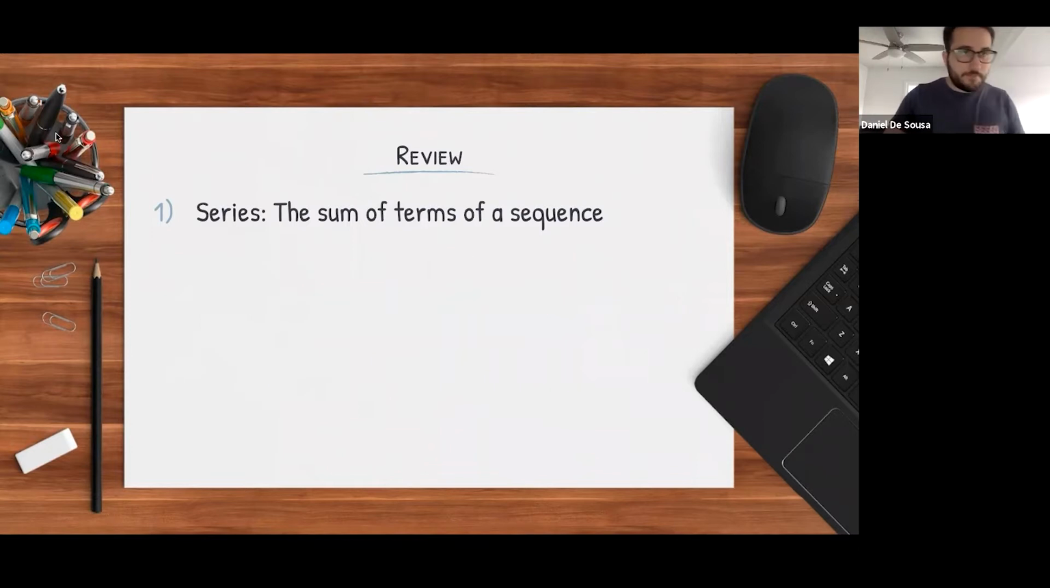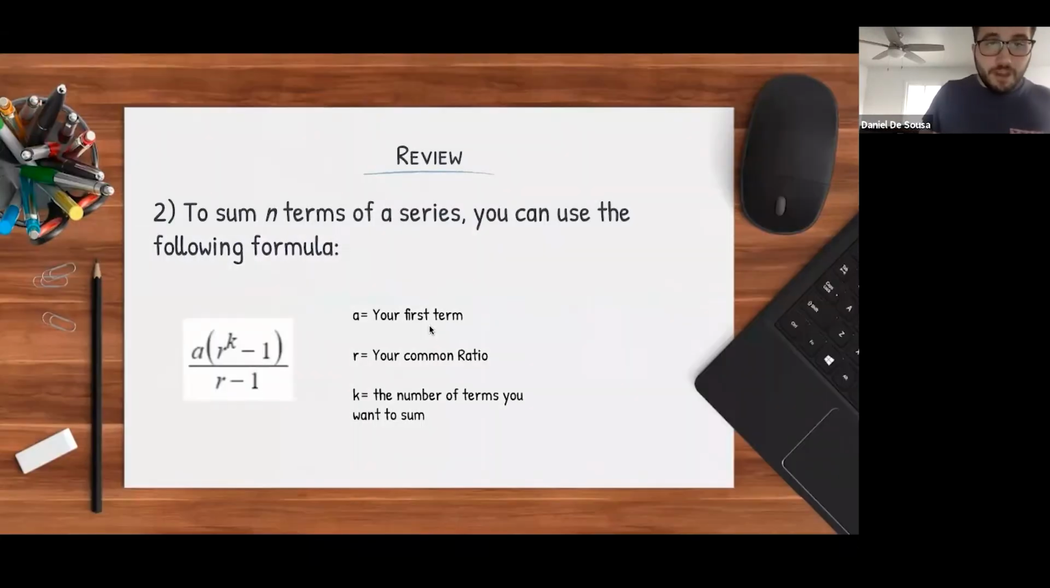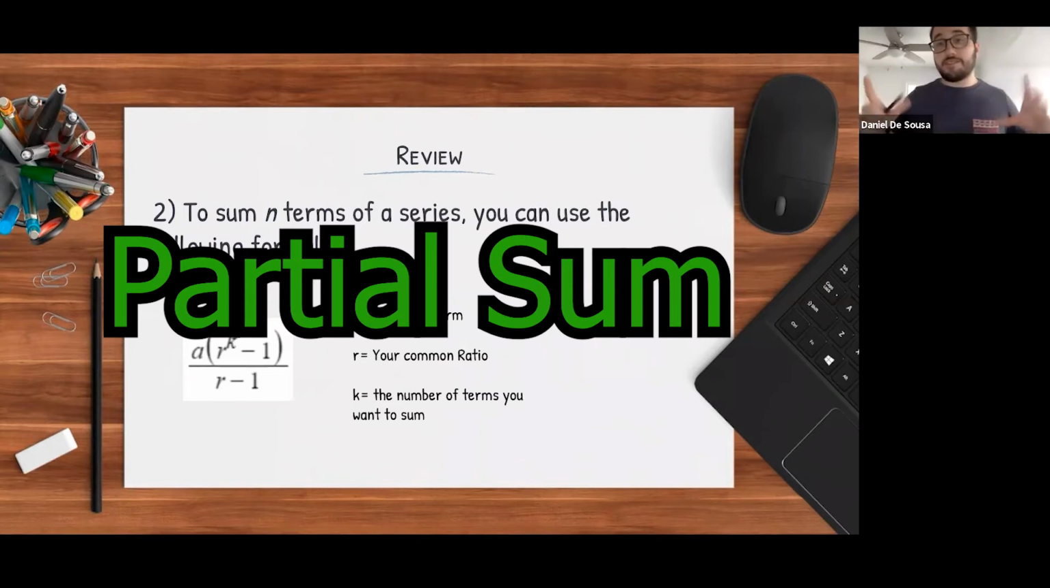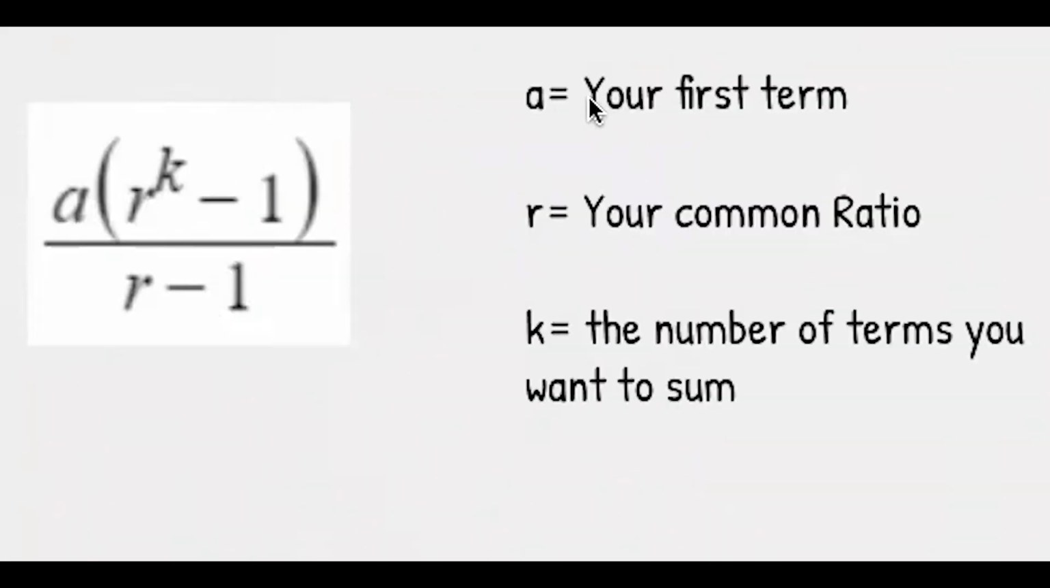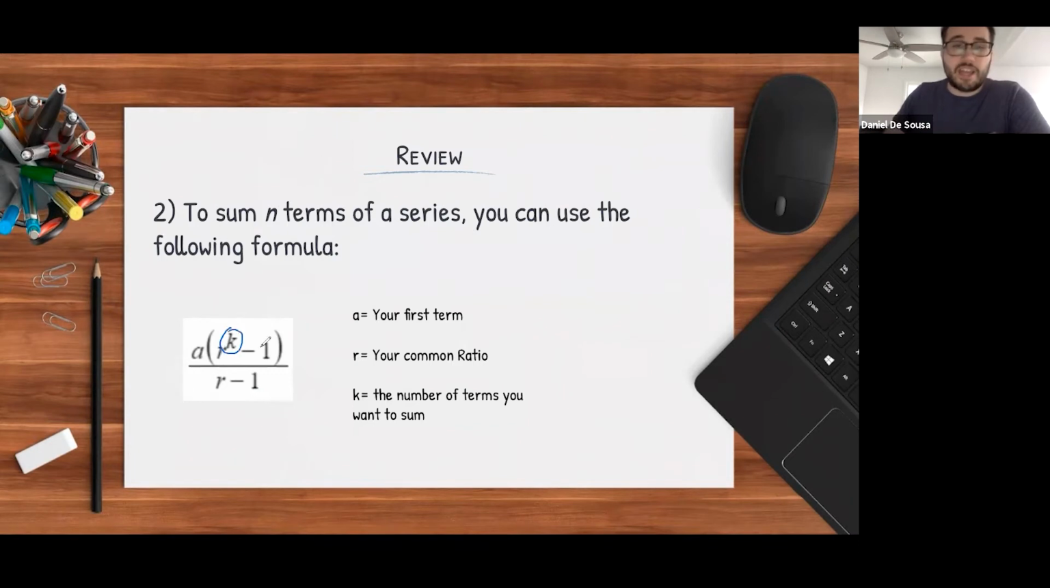So we learned a couple of things. First thing that we learned was, what if I wanted to sum a certain amount of terms in a series? This is typically called a partial sum because it's summing a part of a series. Typically, series go on forever. If you already know the common ratio is like 5, you can just continuously multiply by 5 to get to the next term. But if we want to know the sum of part of a series, you can use the formula below, where A represents your first term, R represents your common ratio, and K represents the number of terms that you want to sum.